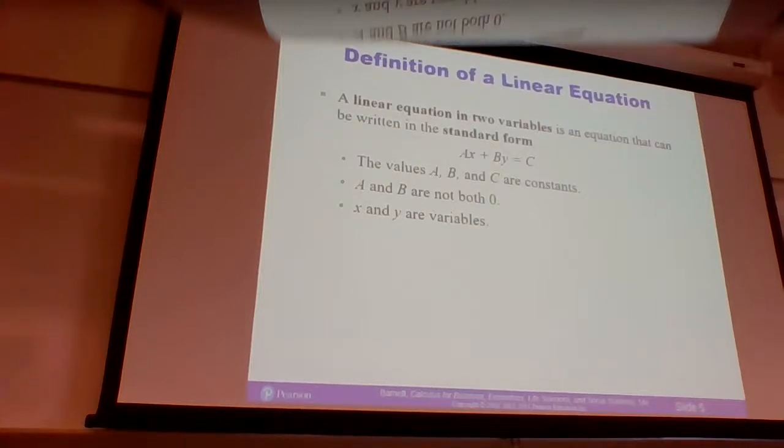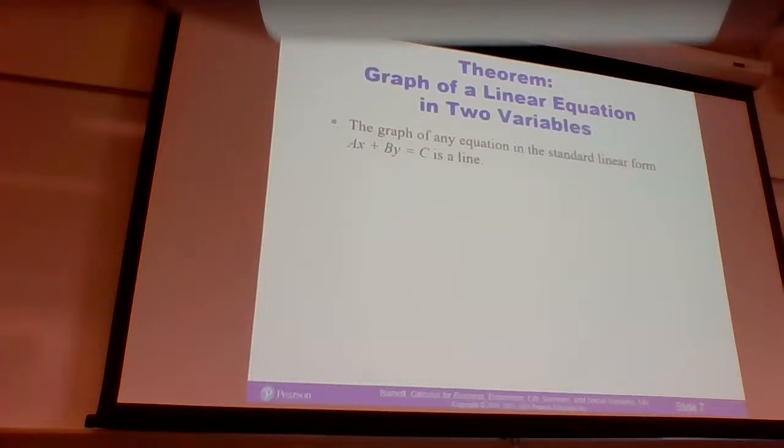Okay, so you've seen this. This is called standard form. Ax plus by equals c. A, b, and c are constants. A and b are not both zero. X and y are the variables. And if you graph it, it becomes a line.